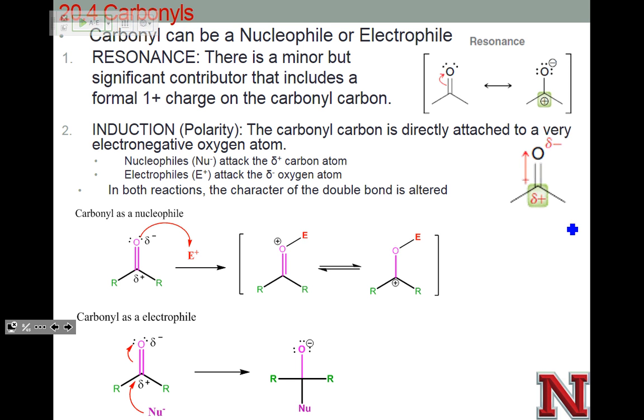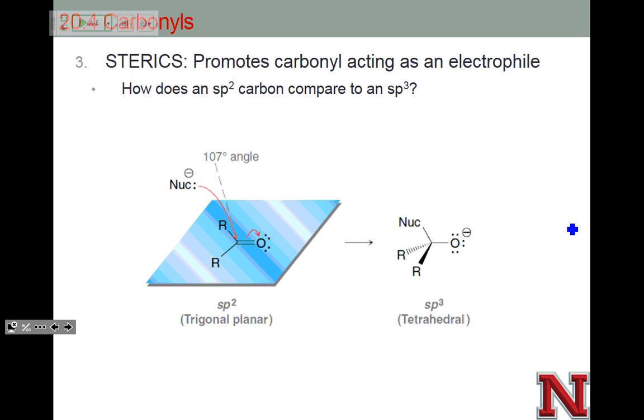How big these groups are. Sterics can come into play depending on those R groups. So you should already be considering the difference in reactivity of an aldehyde, which has an R group and a small hydrogen, and a ketone, which has 2 R groups. But we're going to look at that steric concept in a bit more detail.